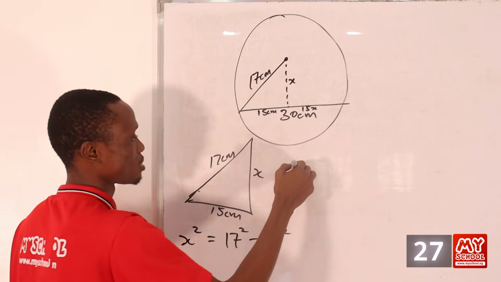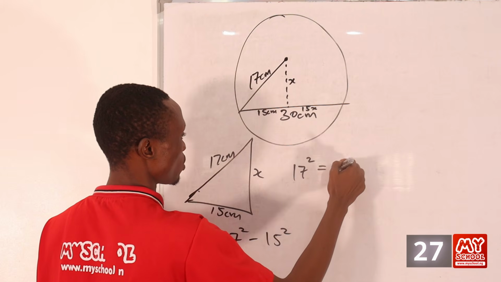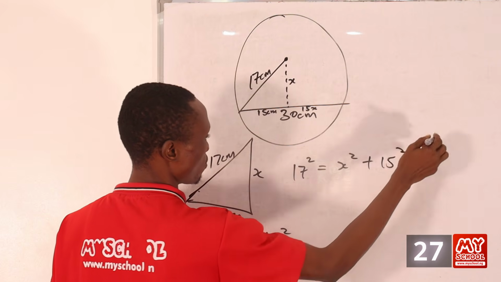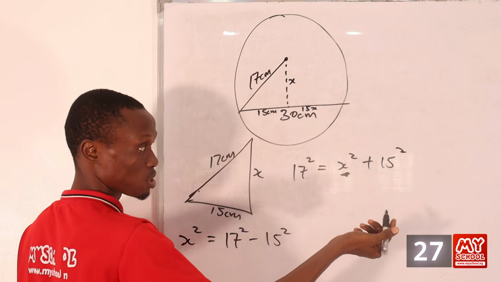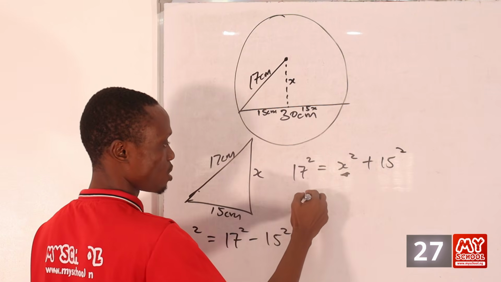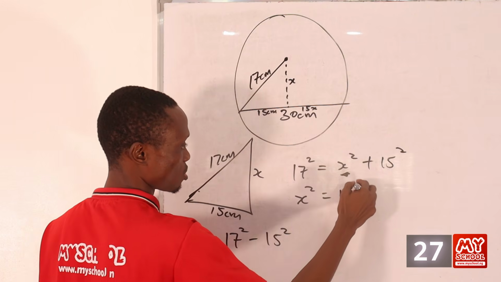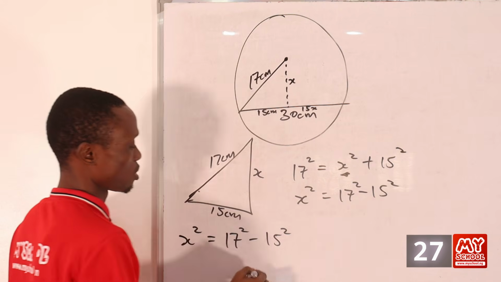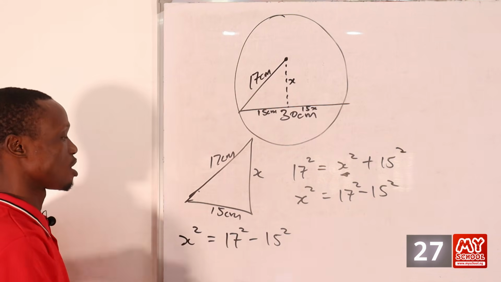So 17 squared is equal to S squared plus 15 squared, right? Since we are looking for S, we make S the subject of the formula. So here we'll have S squared equals 17 squared minus 15 squared, okay? So that's how we arrive at this stage.